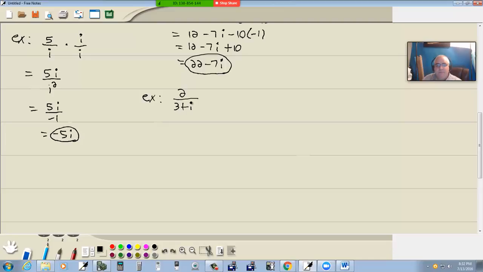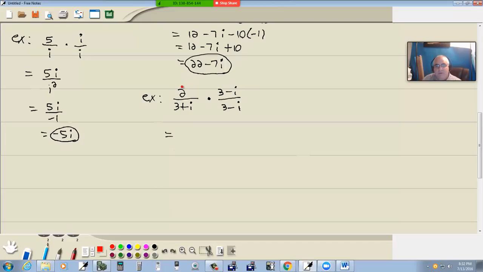Let's say we got 3 plus i. So we not only have an imaginary part, but we also have a real part. How you simplify this is you're going to multiply the top and bottom by the conjugate of the bottom. Now conjugate means the first part's the same, last part's the same, sign in the middle's different. This is a plus, so this will be a minus. So we're going to multiply the top and bottom by 3 minus i.